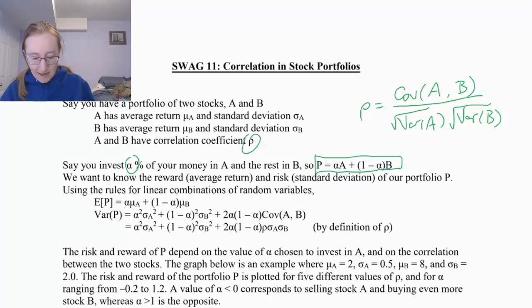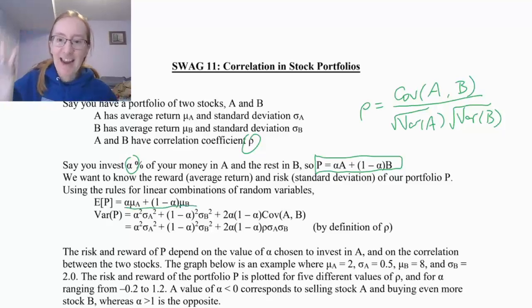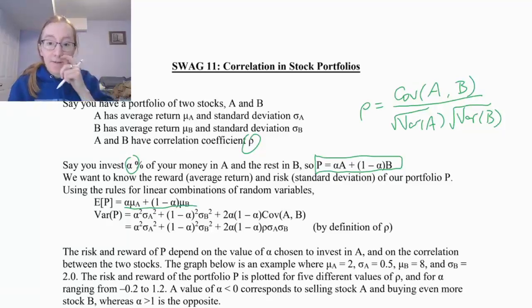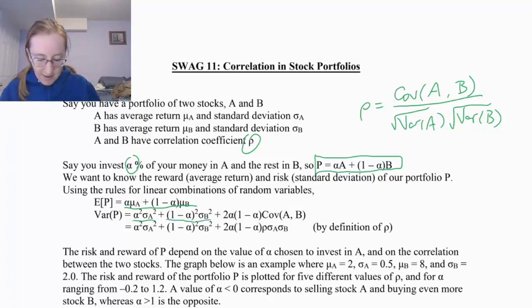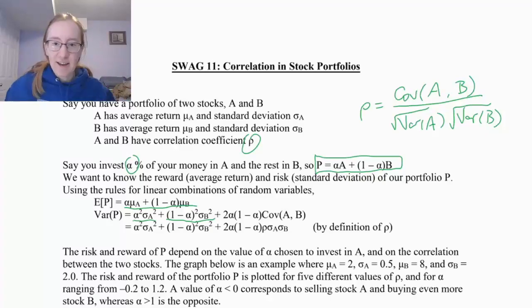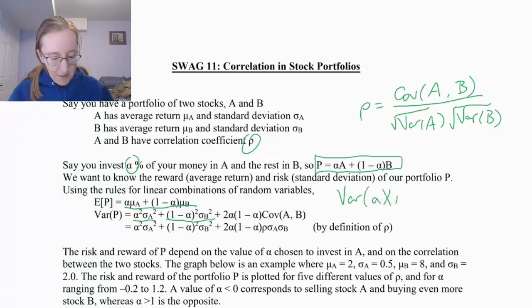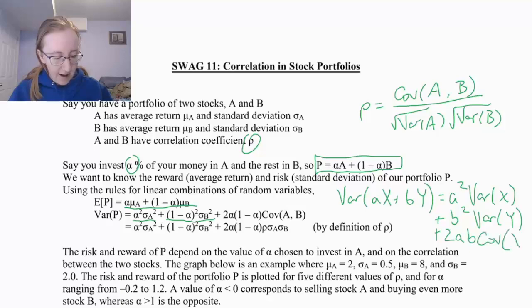By linearity of expectation, we end up with alpha times the mean for A plus 1 minus alpha times the mean for B. For the variance, we get alpha squared times the variance of stock A, plus 1 minus alpha quantity squared times the variance for B, plus 2 times alpha times 1 minus alpha times the covariance. That's the general rule: if we want the variance of aX plus bY, that's a squared times the variance of X plus b squared times the variance of Y plus 2ab times the covariance of X and Y.